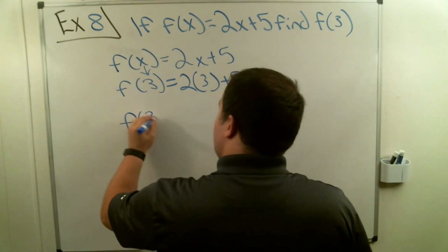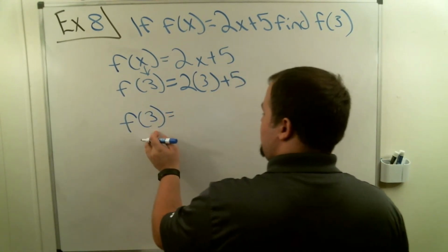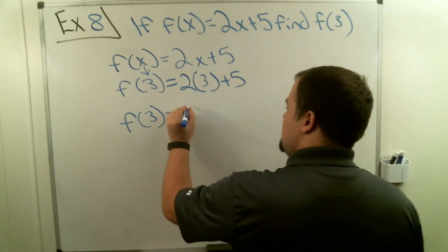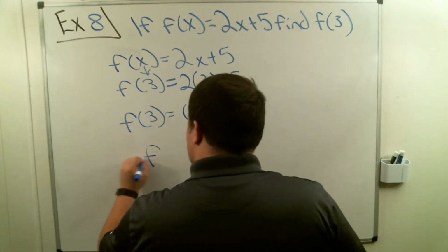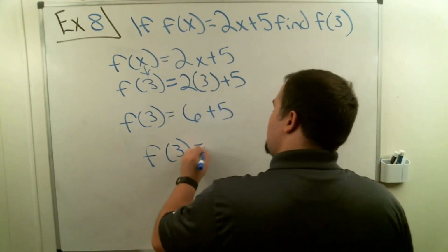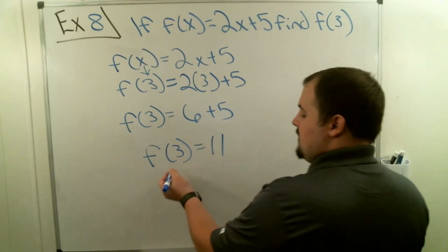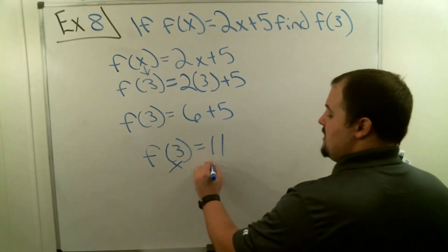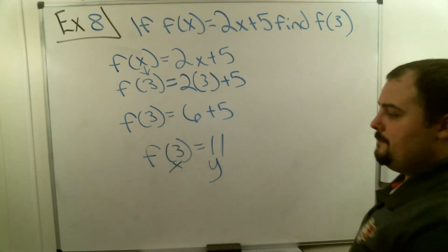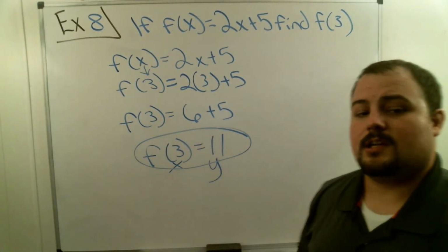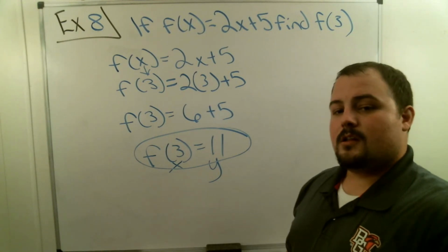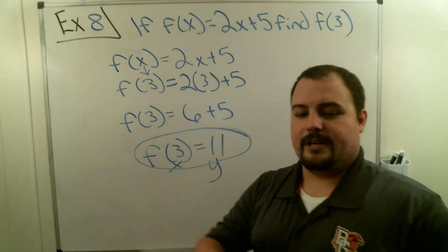So f of 3, or the function of when I plug in 3, equals 2 times 3, that's 6, 6 plus 5. So the function of 3 equals 11. And again, this is the number we plug in, this is the number we get out. So our answer is this right here. The function of 3 equals 11. Let's do one more problem and call it a day.